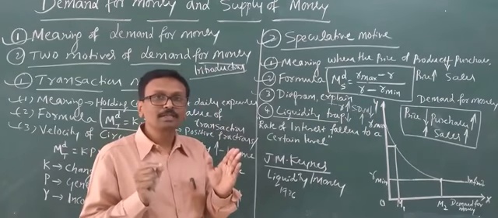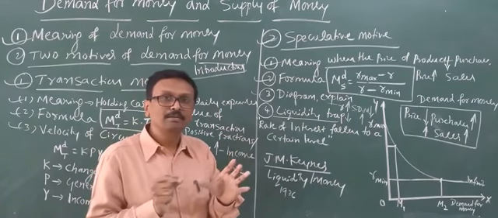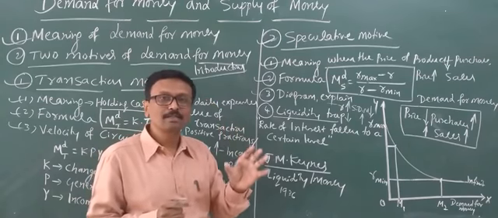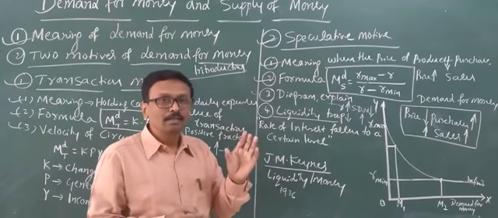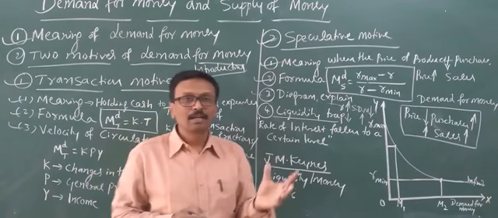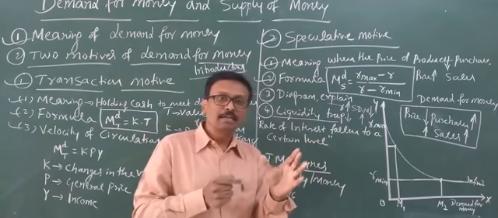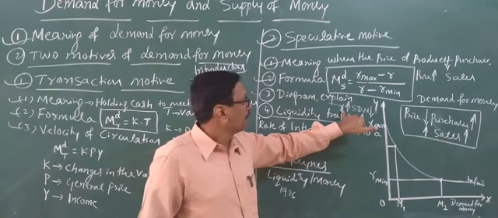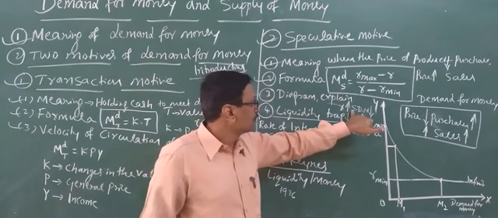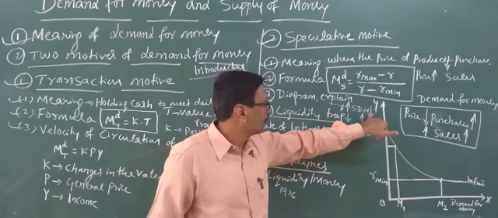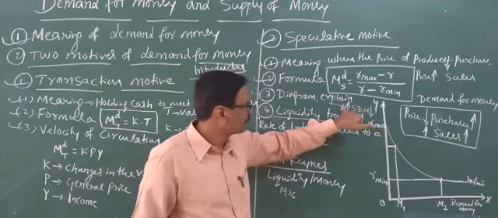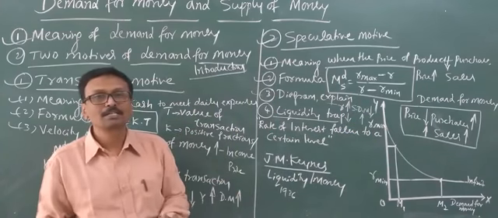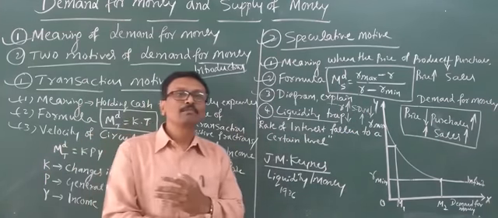Rate of interest is the return for the liquidity sacrificed for a certain period of time. When the rate of interest increases, the speculative demand for money reduces. In other words, when the rate of interest reduces, the speculative demand for money increases. Inverse relationship between speculative demand for money and rate of interest.